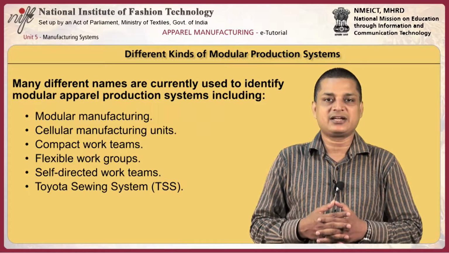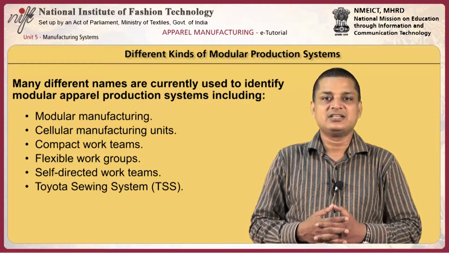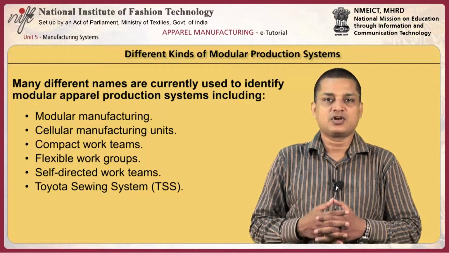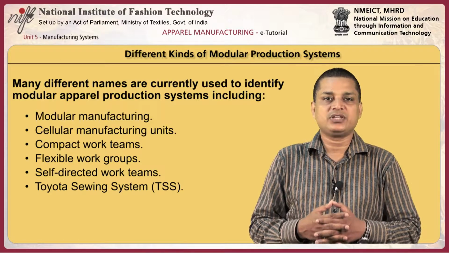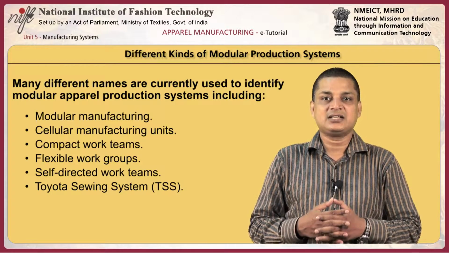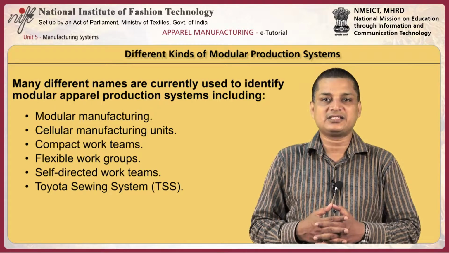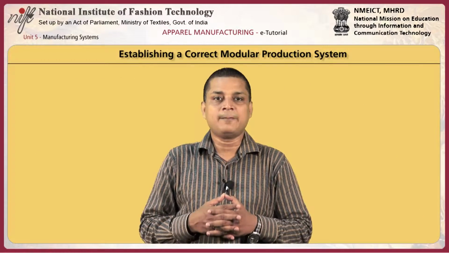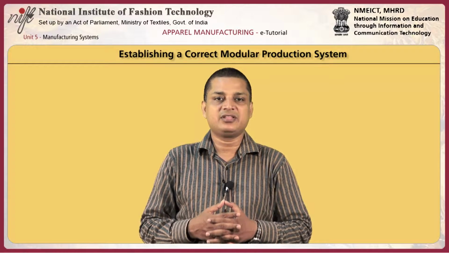Many different names are currently used to identify modular apparel production systems, including modular manufacturing, cellular manufacturing units, compact work teams, flexible work groups, self-directed work teams and Toyota Sewing System, also known as TSS. The basic premise is similar among these systems, although the organization and implementation may vary. The number of employees on a team, usually 4 to 15, varies with the product mix.